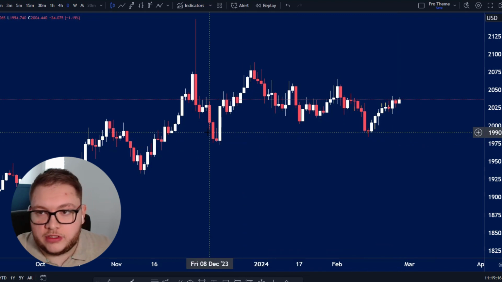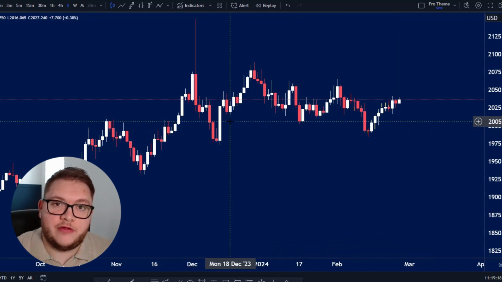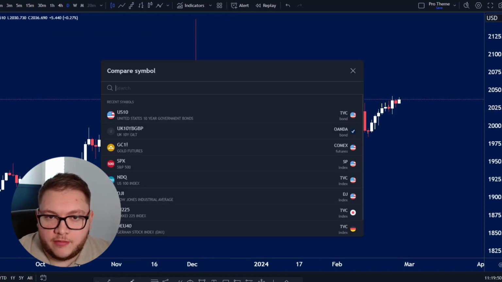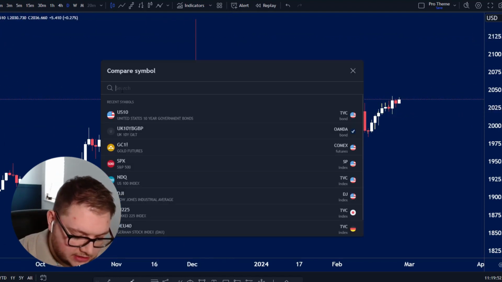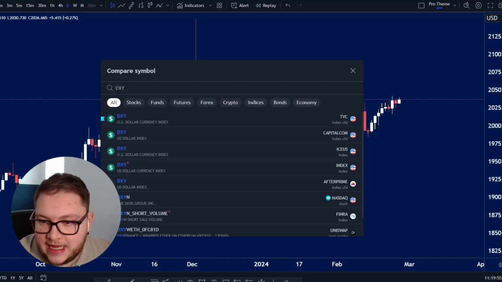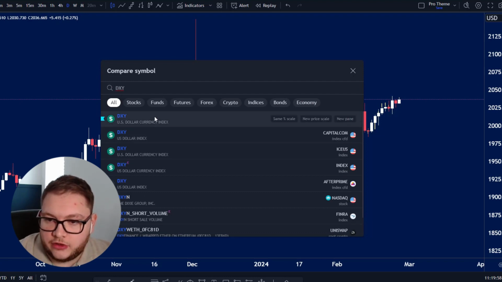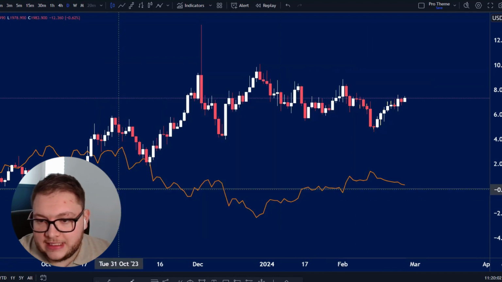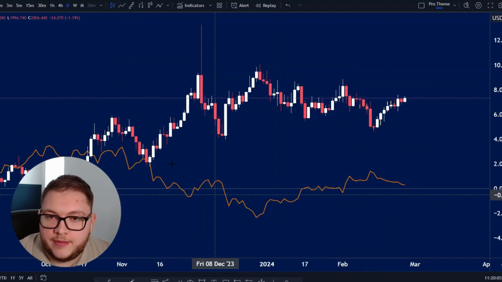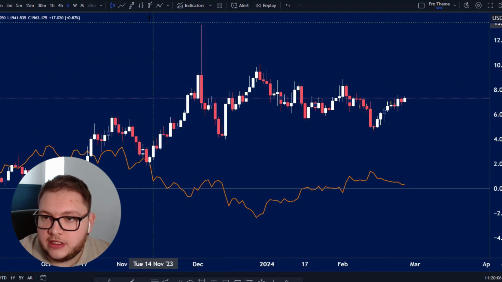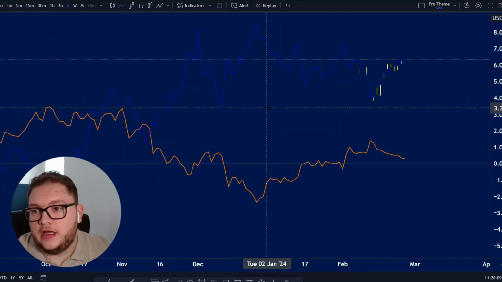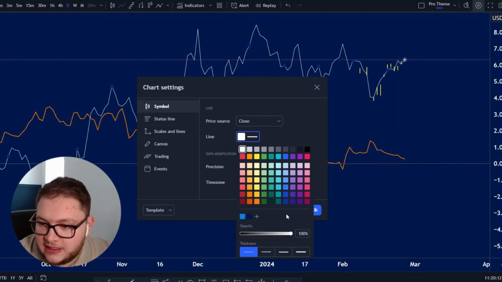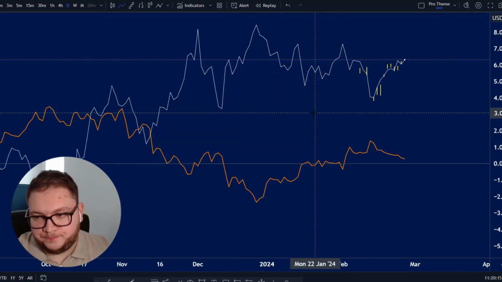One thing that I want you to potentially look at is comparing the US dollar index with the price of gold. So if we go to this compare button here and type in the US dollar index, you want to type in DXY, you can see US dollar currency index there. If we click it, we can see that this line appears on the chart. If I change the gold price to a line chart as well, I might change the color of that so we can see it. I'll change that to white.